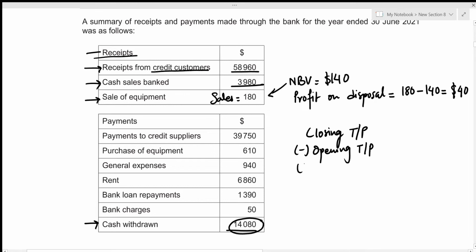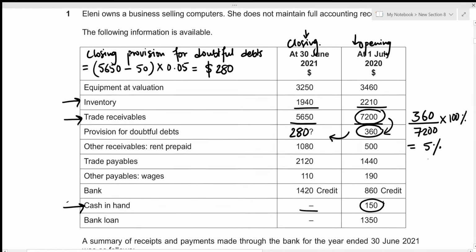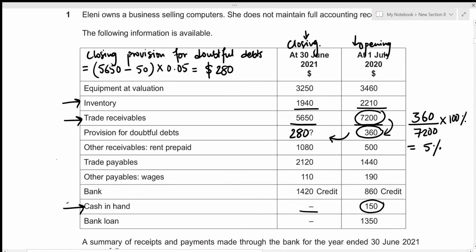Then we will add the purchases of the year. So this purchases indicates the payments made to suppliers, which is given right here. All right, and this will give us the value for total purchases. So we already have the payments to suppliers amounting to 39,750. Let's look for trade payables. So trade payables is given right here.